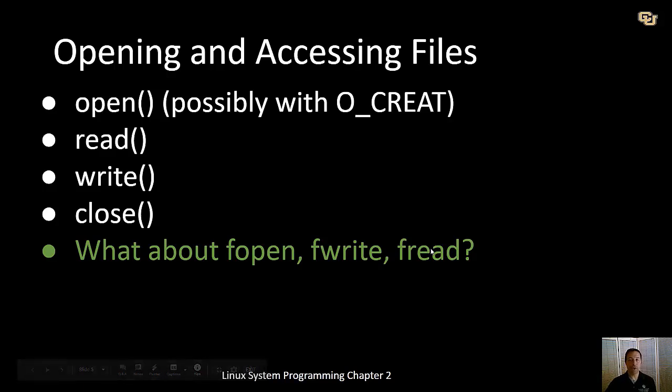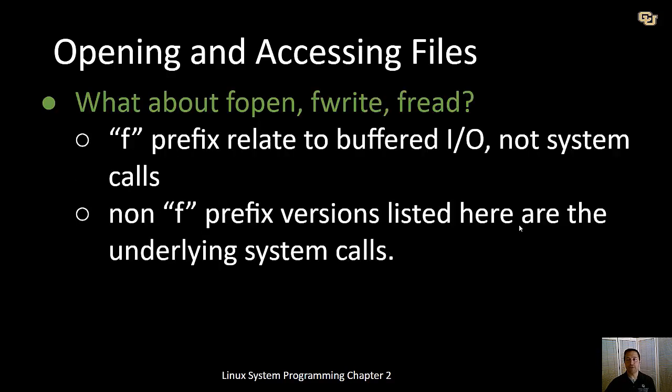So if you've done any type of POSIX programming before, you're probably used to fopen, fwrite, and fread. And that's typically what you'll use if you're just writing a hello world type program and looking at examples. So one of the things that you'll notice when we're talking about Linux system programming is that we're using the ones that don't have the F prefix. We're using open, read, write, and close. So the reason we are using the ones without the F prefix is that the F prefix functions relate to buffered I/O and not system calls.